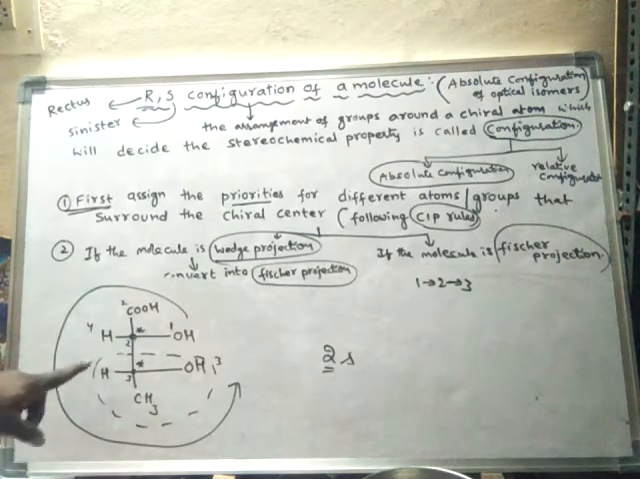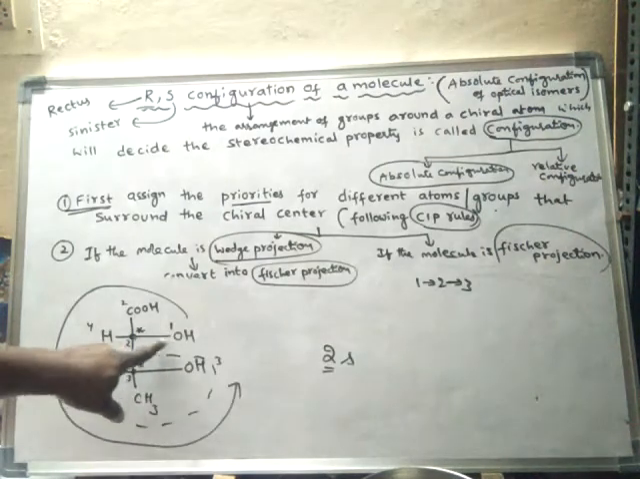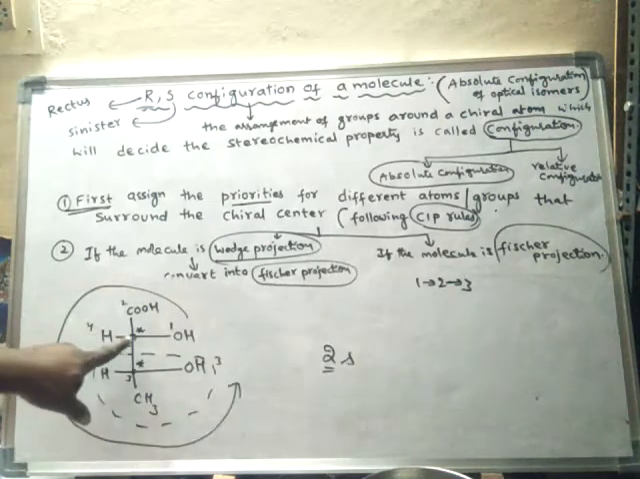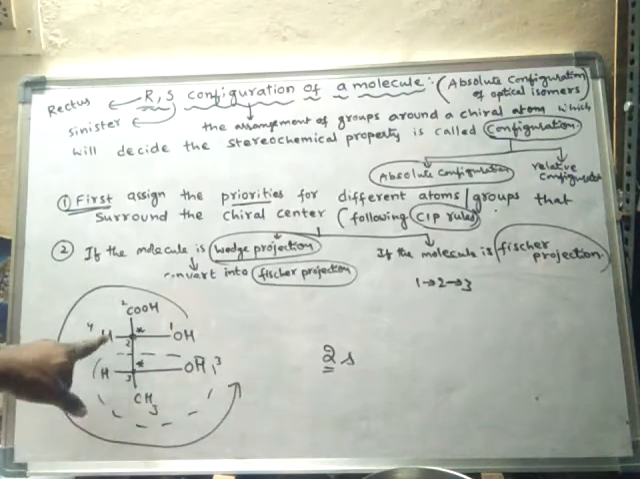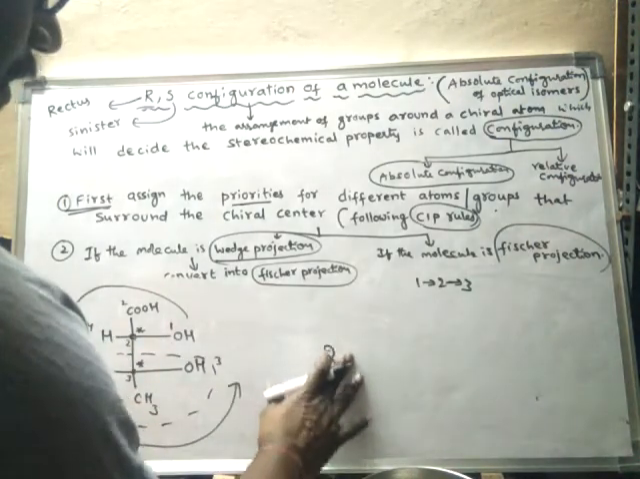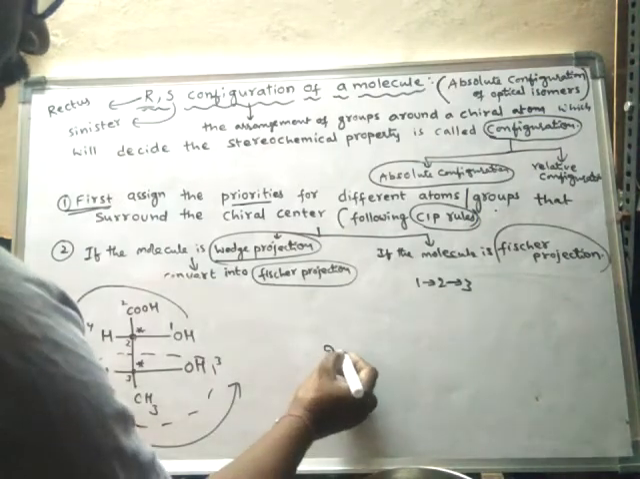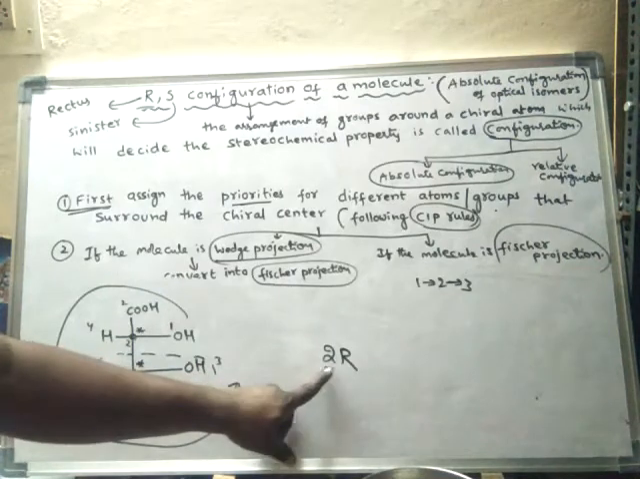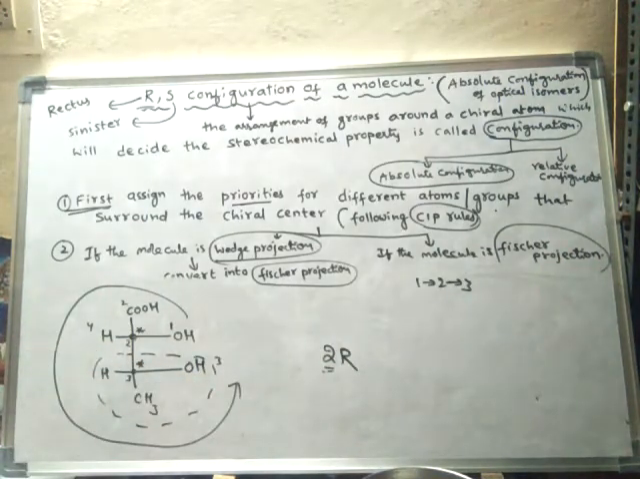But this particular hydrogen is present in the horizontal position. The hydrogen is the least priority group on this chiral carbon, and it is present on the horizontal line. Hence the configuration should be reversed. Hence it becomes 2R. That means the second carbon has the rectus configuration, 2R.